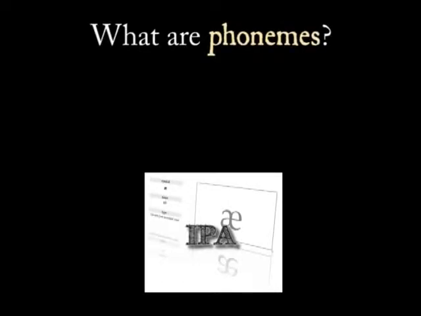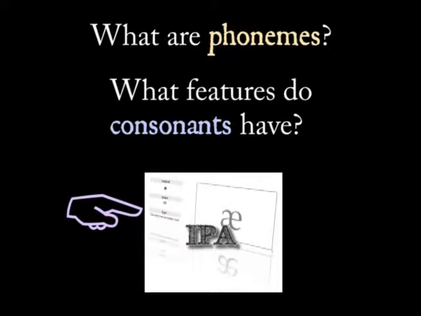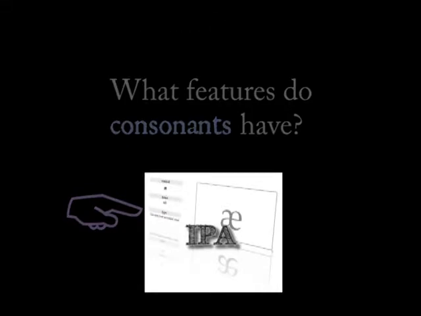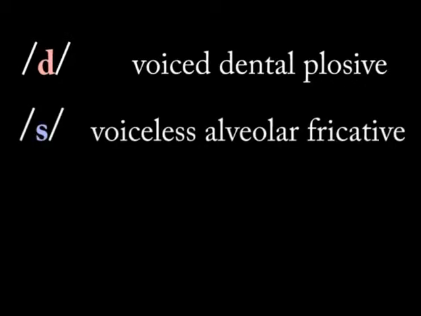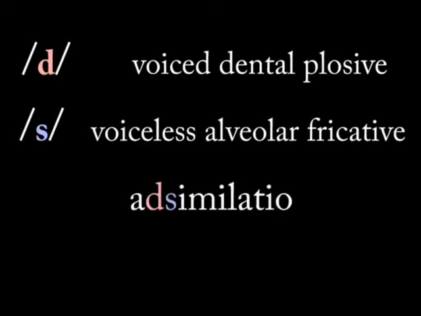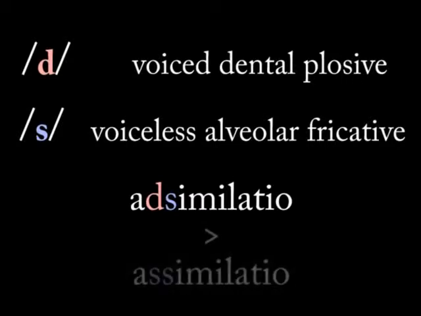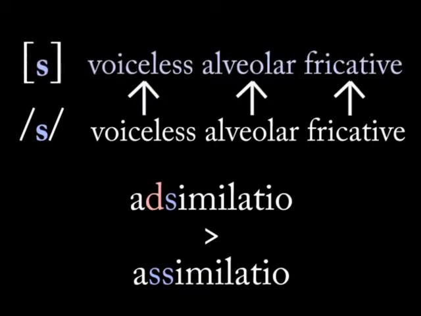You've learned about phonemes and their features in my series, The IPA for Language Learning. The place of articulation and manner of articulation of consonants will come in especially handy for the basics of assimilation. Let's take an example. The Latin phoneme d has the features dental, plosive, and voiced. The phoneme s has the features alveolar, fricative. The Latin word ad, prefixed to the word similatio, results in the pronunciation assimilatio. In other words, d comes to share all the features of the nearby s and is completely assimilated to s.